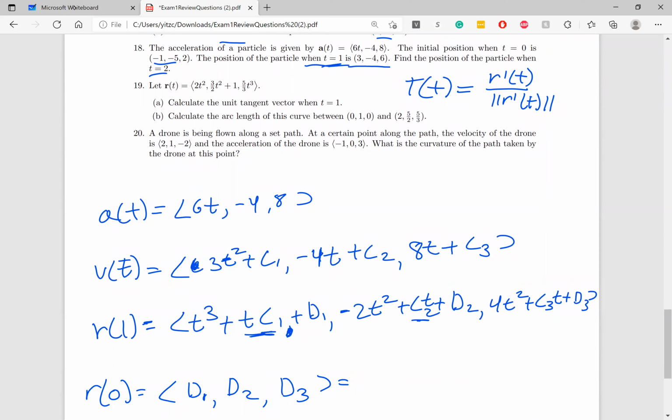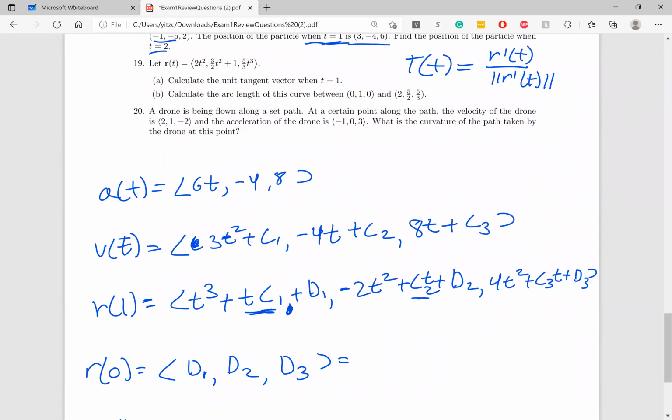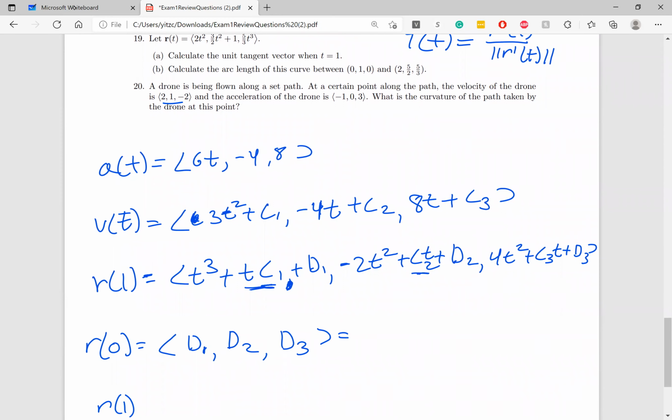So I'm going to move to problem 20. A drone is being flown along a set path. At a certain point along the path, the velocity of the drone is this vector over here. And the acceleration is this vector over here. What is the curvature of the path taken by the drone at this point?